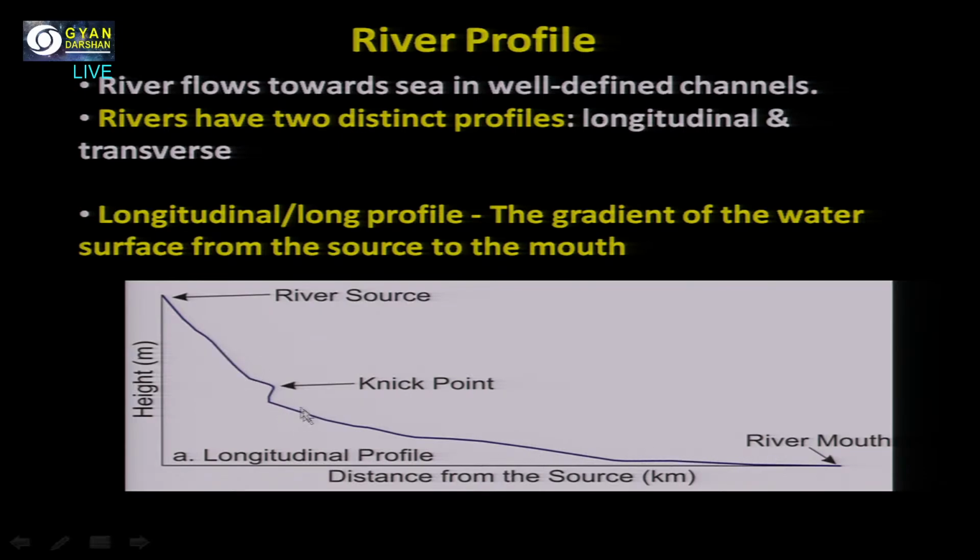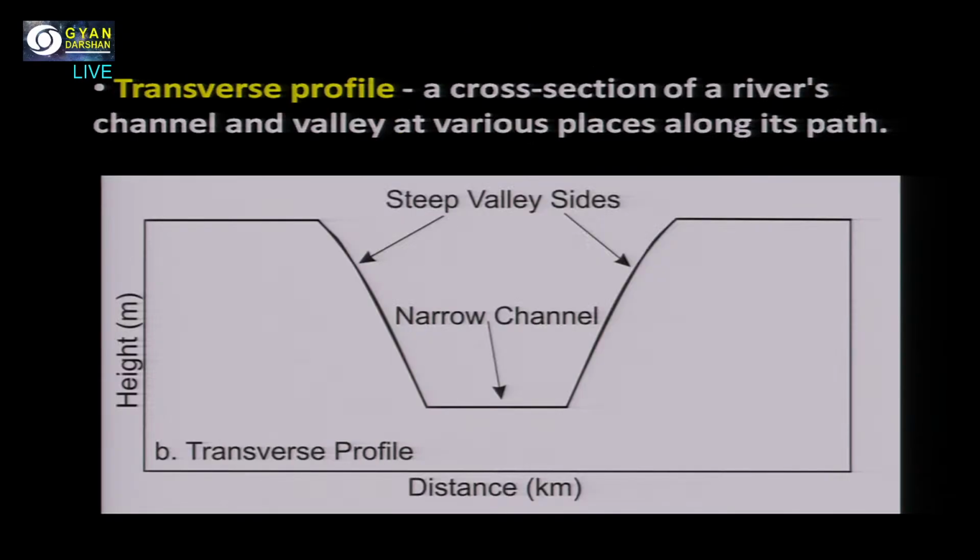At times it is smooth, and sometimes it may show some break in the slope of the profile. The point where there is a sudden break in the profile is known as a nick point, which may be represented as a topographic break in the river course. This is the transverse profile, which is a cross section of a river valley at some point, wherein you can see the valley sides and the channel here.